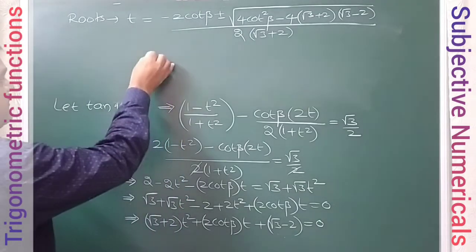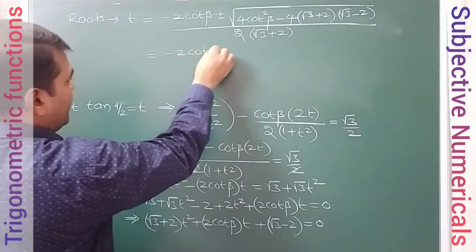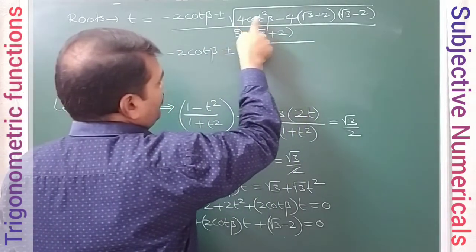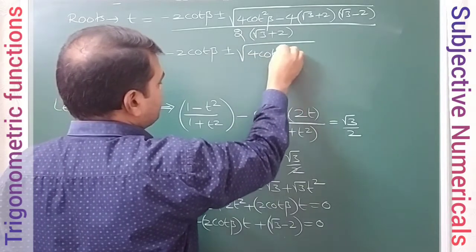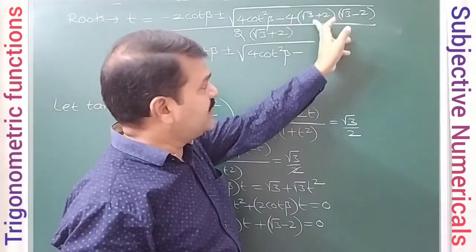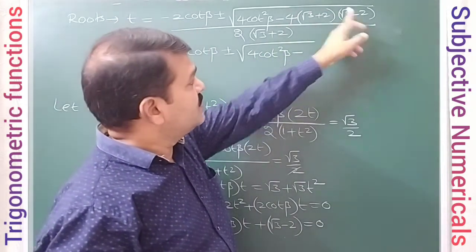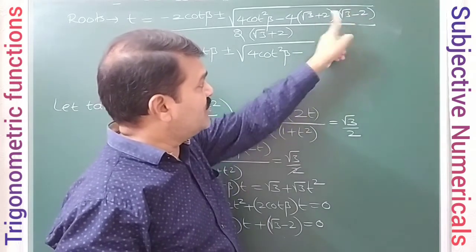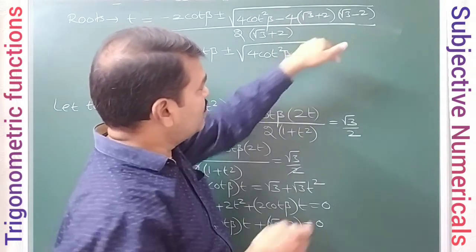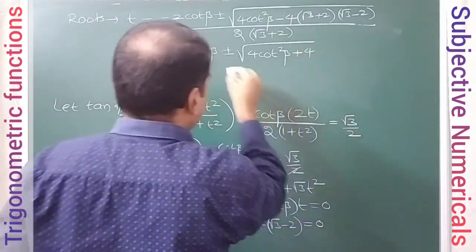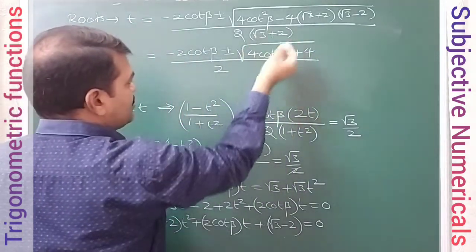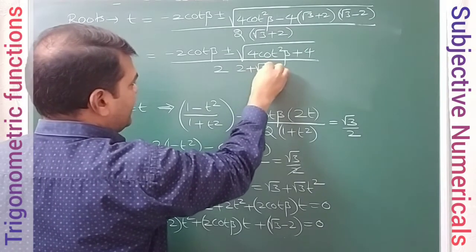Now let us simplify. So minus 2 cot beta plus or minus under root, this is 4 cot square beta minus 4 into, this is a plus b into a minus b model clearly. So you will get 3 minus 4 here, root 3 whole square minus 2 square. 3 minus 4 means minus 1. So minus 4 into minus 1, so plus 4. So denominator 2 into root 3 plus 2 or 2 plus root 3, anything is okay. I am writing 2 plus root 3.